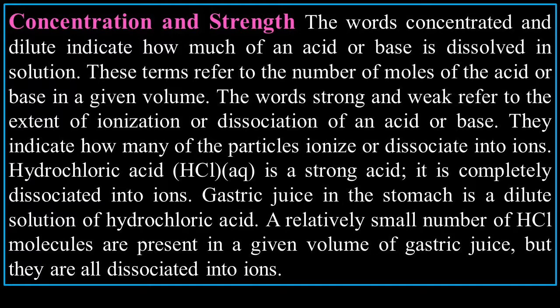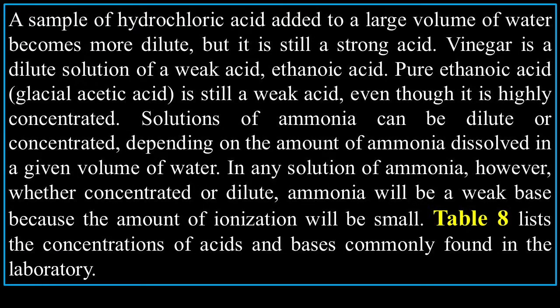Gastric juice in the stomach is a dilute solution of hydrochloric acid. A relatively small number of HCl molecules are present in a given volume of gastric juice, but they are all dissociated into ions. If you have an acid stomach or heartburn in your chest or between your chest and your stomach, that's generally due to the hydrochloric acid.